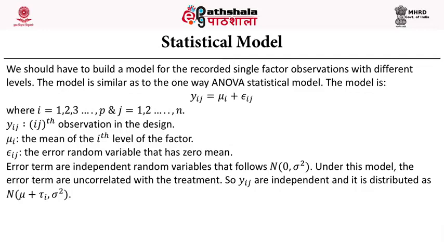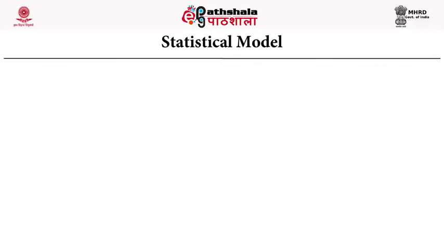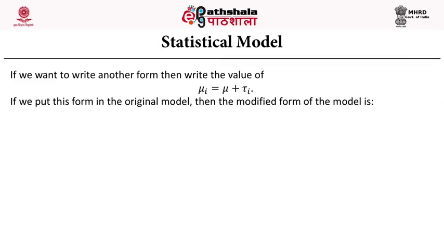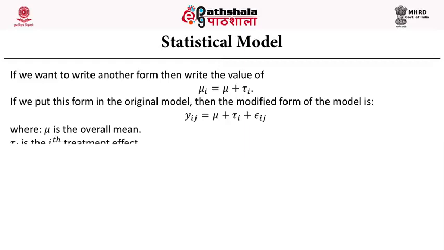Under this model, the error terms are uncorrelated with the treatment, so the y_ij are independent and distributed as normal with mean mu plus tau_i and variance sigma squared. To write another form, we put the value of mu_i as mu plus tau_i. Putting this in the original model, the modified model is y_ij equals mu plus tau_i plus epsilon_ij, where mu is the overall mean and tau_i is the ith treatment effect.